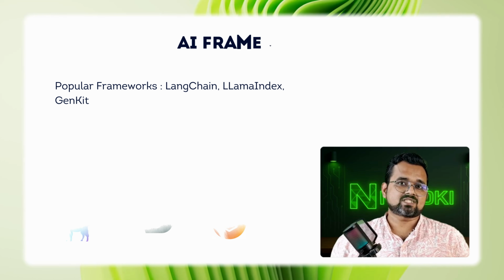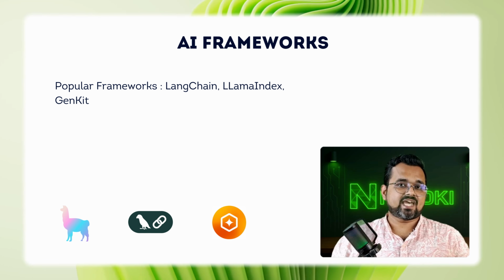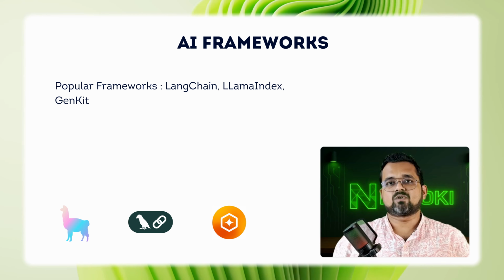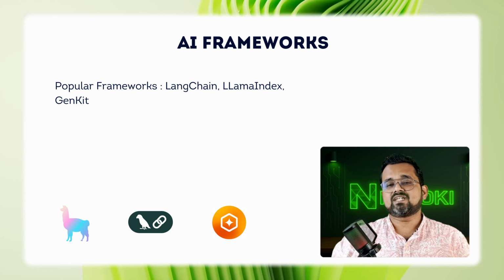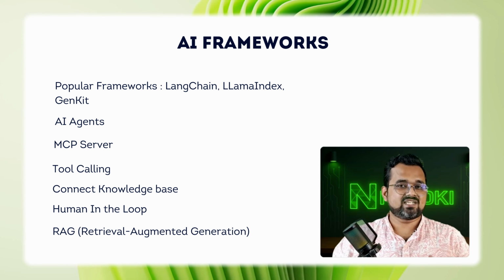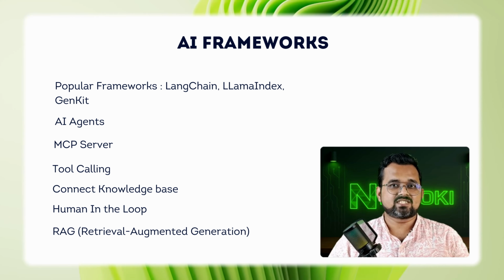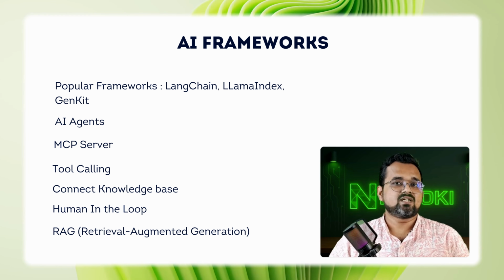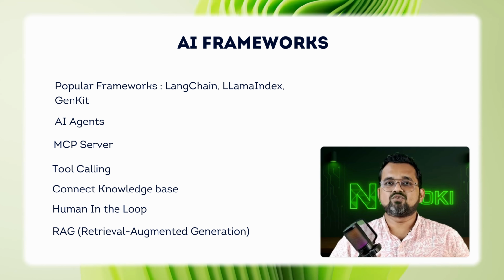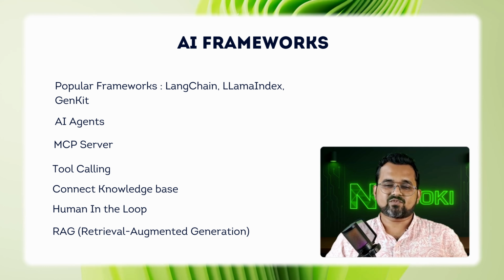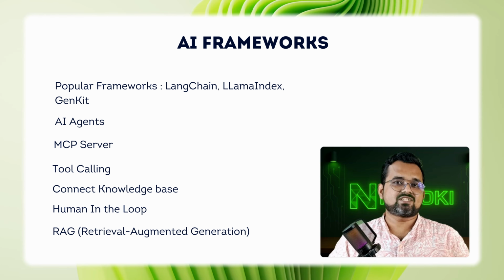Three popular frameworks are LangChain, LlamaIndex, and Genkit. I will not go into details for each because there is too much to talk about, but with any of these you can create an AI system, and these are the AI industry standard. With these frameworks you can create features like AI agents, MCP servers, tool calling, database connections, human-in-the-loop systems, and RAG, retrieval-augmented generation. Among these frameworks, LangChain is the industry standard.